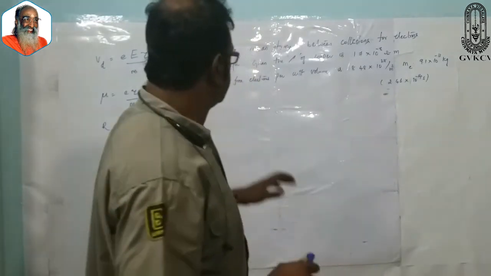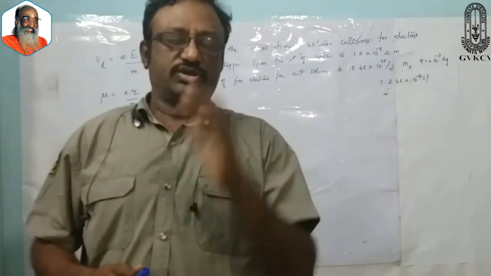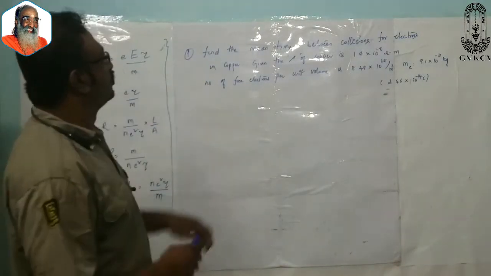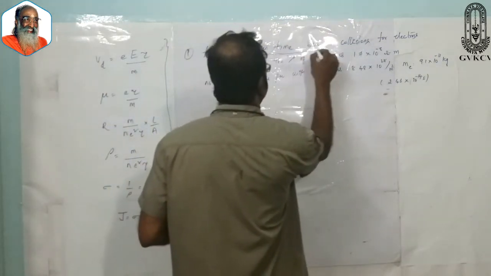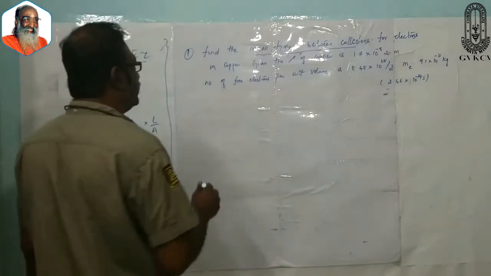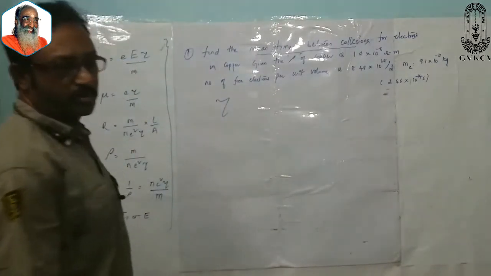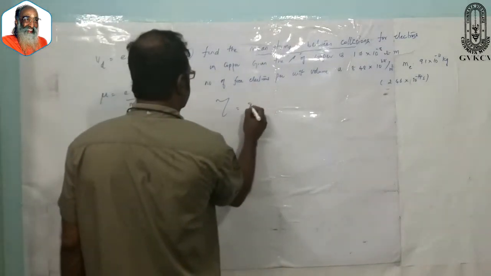Now we will have some simple numericals based on these formulas. Here a problem is given: find the mean time between collisions. What is the meaning of this mean time between collisions? By definition, the mean time between collisions is the relaxation time, represented by tau. So this you have to find.